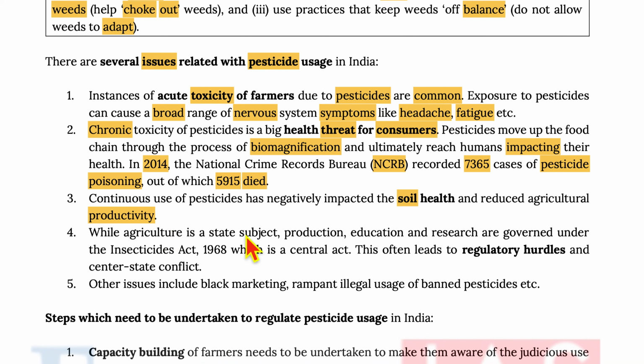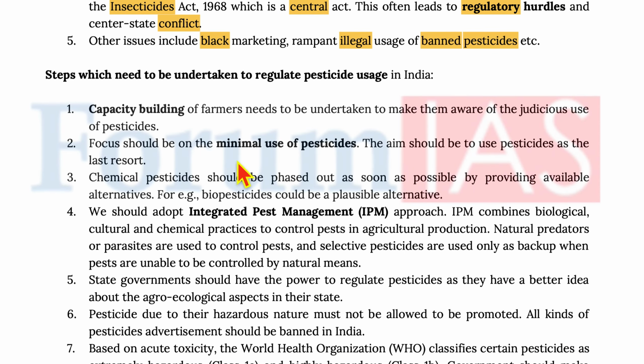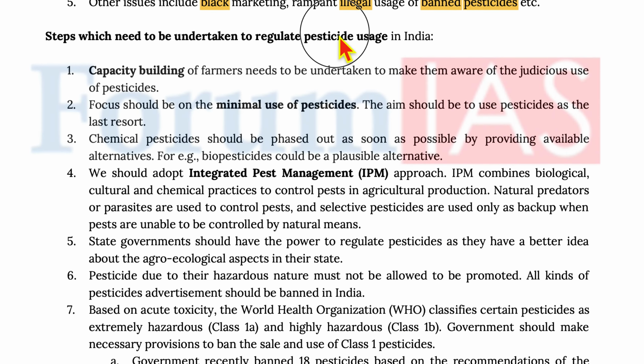While agriculture is a state subject, production, education, and research are governed under the Insecticides Act, which is a central act. This often leads to regulatory hurdles and center-state conflict. Other issues include black marketing, rampant illegal use of banned pesticides, etc. Steps which need to be undertaken to regulate pesticide usage in India: capacity building of farmers needs to be undertaken to make them aware of the judicious use of pesticides. Focus should be on minimal use of pesticides. The aim should be to use pesticides as the last resort.